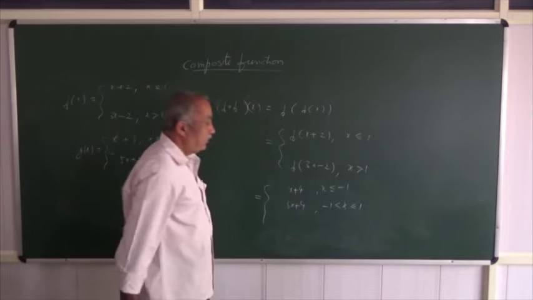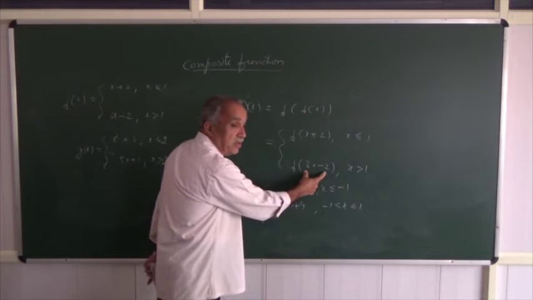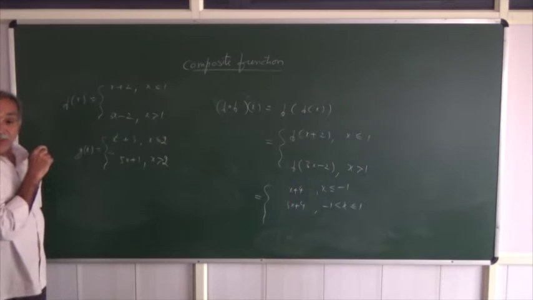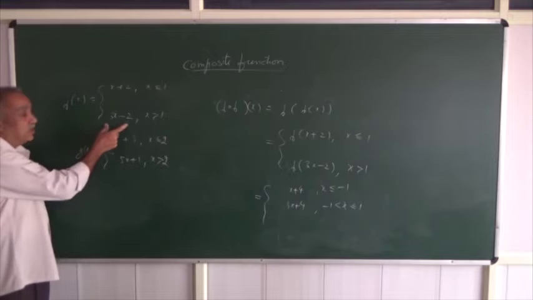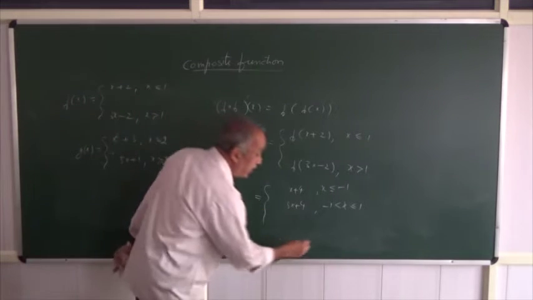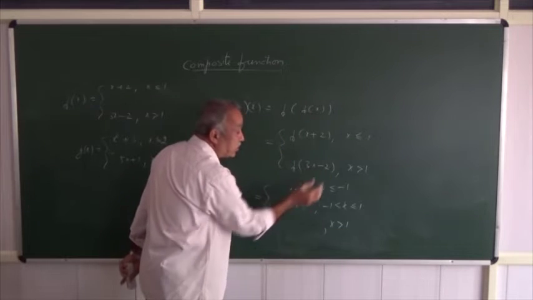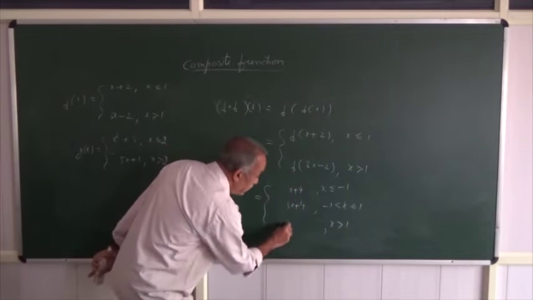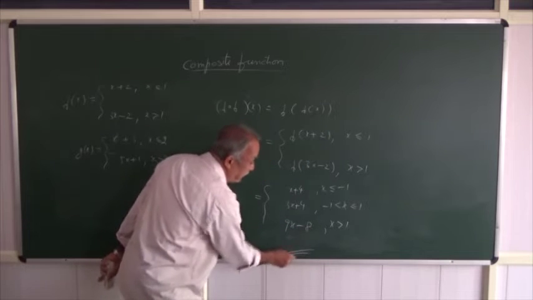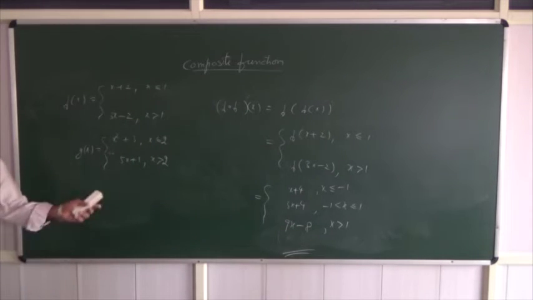Good. Next line. x greater than 1, so this is greater than 1. Is the same formula usable? Yes. This formula: 3 times the argument minus 2. No need to break the interval further. 3 times this minus 2 gives 9x minus 8. Procedure clear, I suppose.